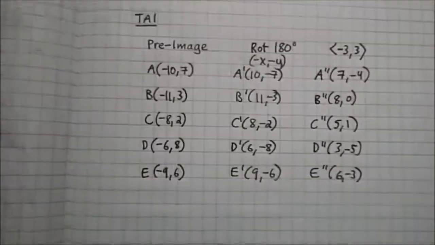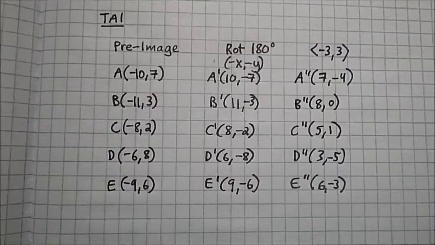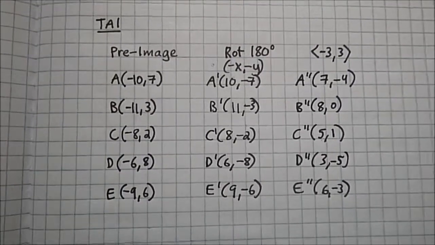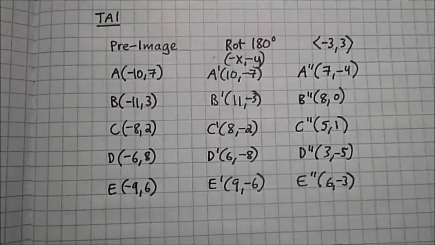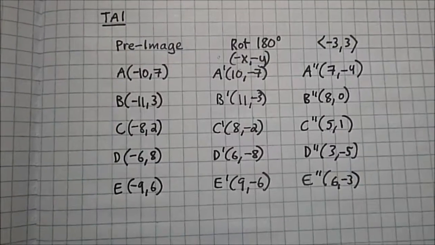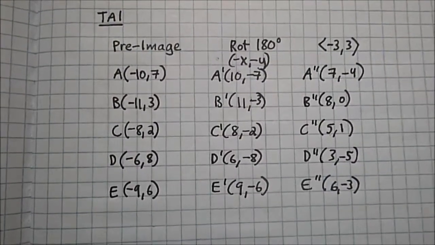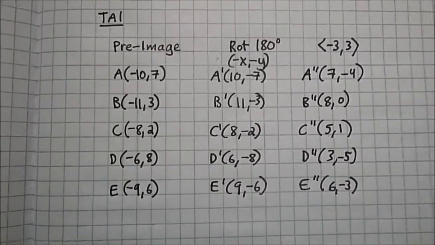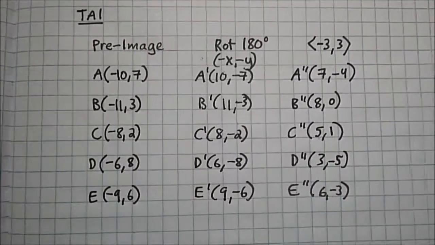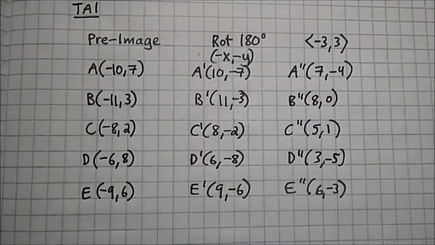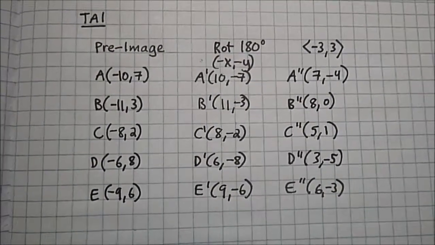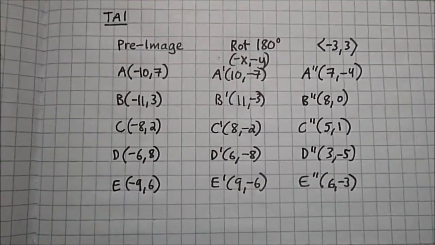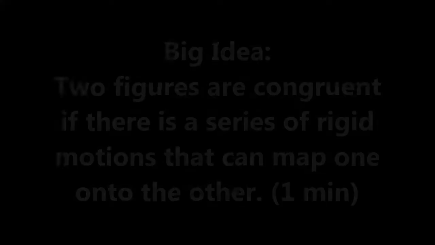This reinforces that same big idea from yesterday. We're going to write it down again because it's so important, that two figures are congruent if there's a series of rigid motions that can map one figure onto the other. So as long as you can demonstrate that there's a series of rotations, reflections, or translations that will map one figure onto the other in whatever order, it doesn't matter, then the two shapes are congruent to one another.